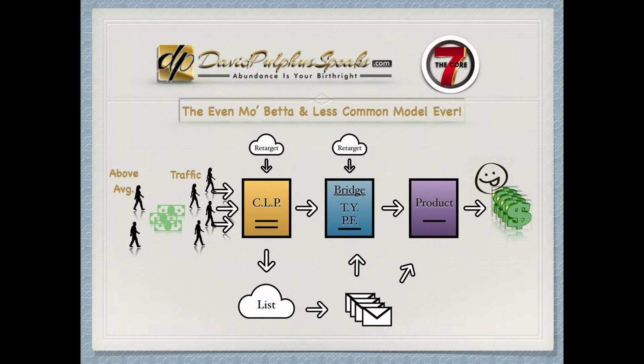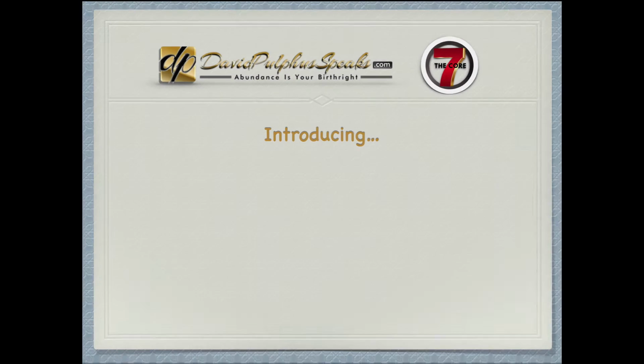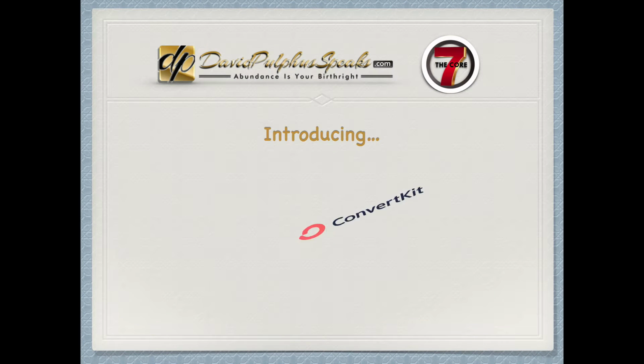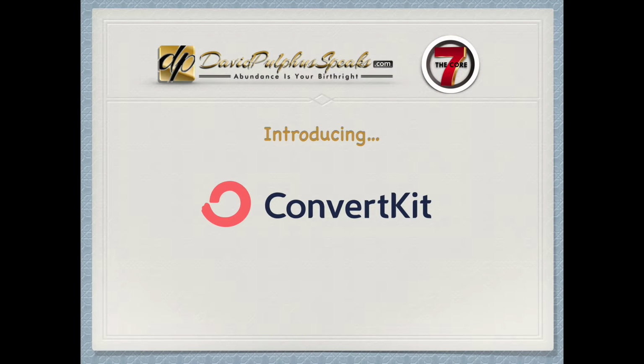All right, so this is what we're doing right now: the list, the email system. This is the focal point of this video now. So in order to do this, we need to have a certain tool. Now, I alluded to it briefly. I don't know if you caught it, but in case you didn't, I want to be very specific. The tool that I'm speaking of is a product called ConvertKit.